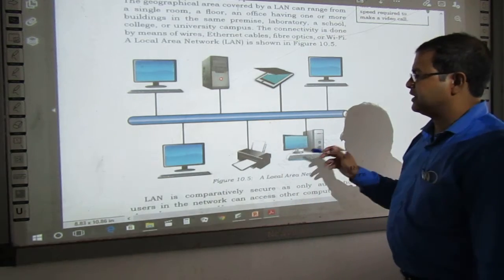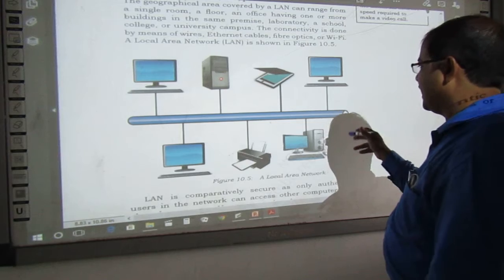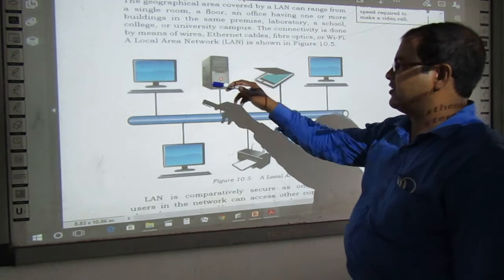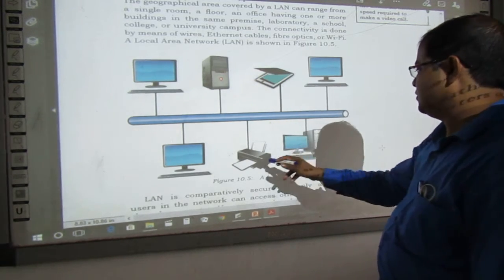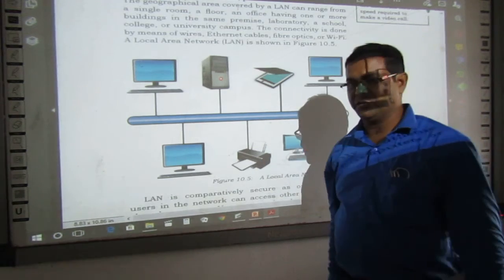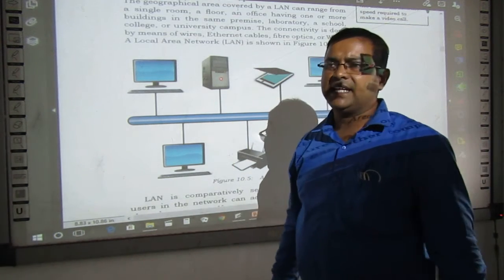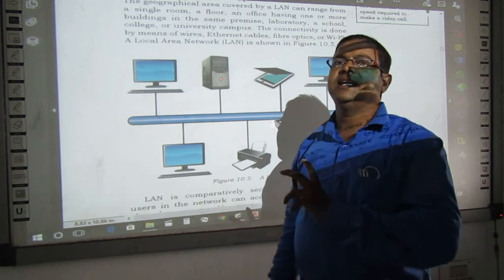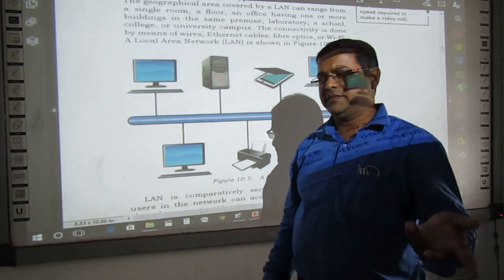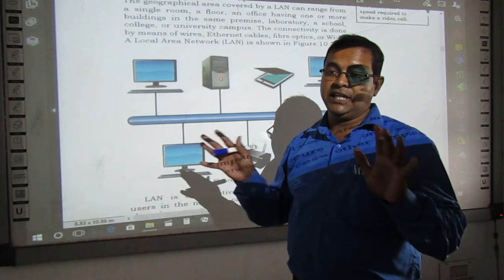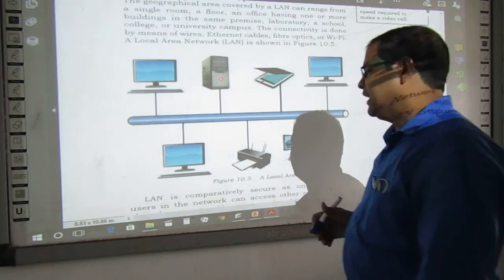As in the figure you can see, this figure is a bus-like structure, and this is a LAN. In a LAN connection, some computers, CPUs, and also some tablets and printers are interconnected with each other. What is the advantage of the LAN? We can share our files to different computers which exist in our school premises.